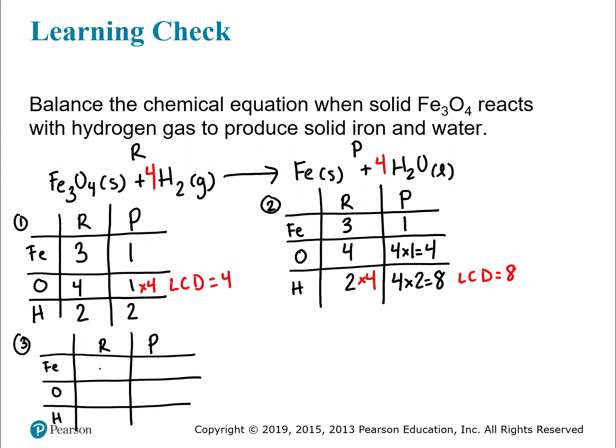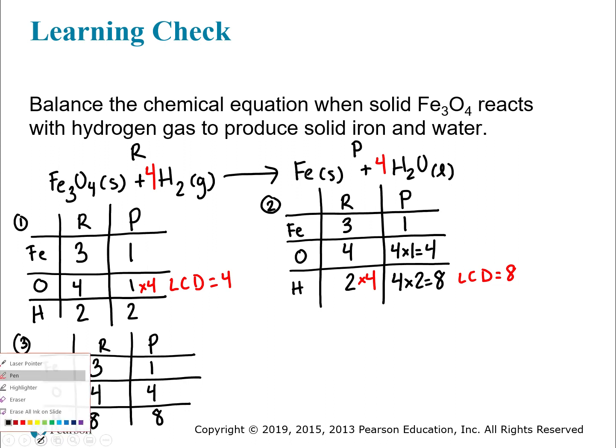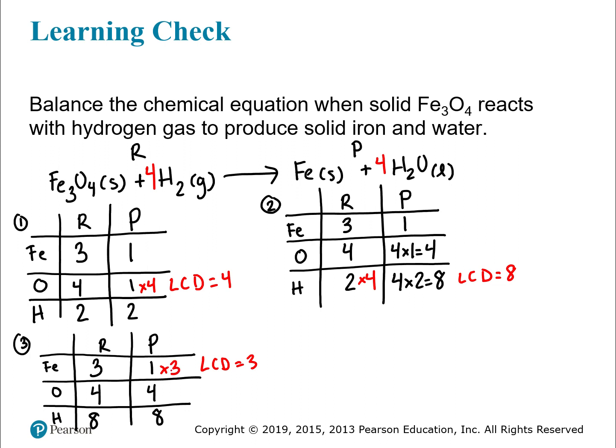We just did 4 times our hydrogen on the reactant side. So that gives us 8. Then we still have the 4 oxygens and the 3 irons. Product side, we didn't change anything. So we've got 1, 4, and 8. Last thing we need to do is balance that iron. The lowest common denominator between 3 and 1 is 3. So we're going to add a 3 in front of where we see iron.